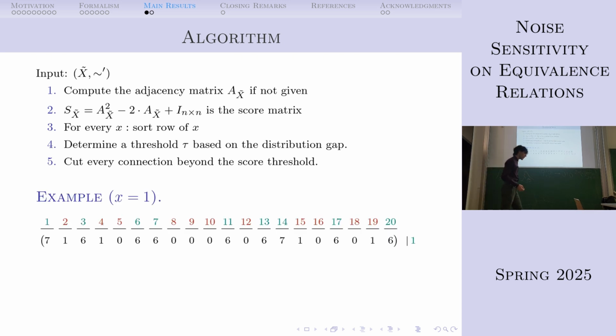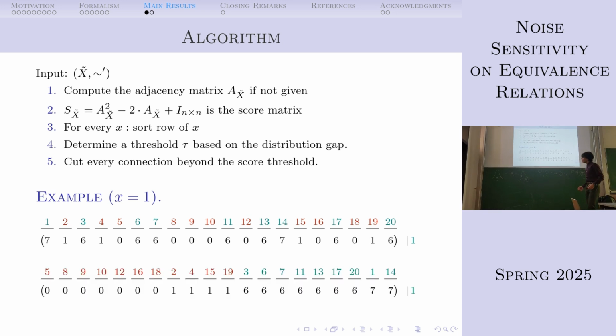Let's see how this looks for this example here. So we started from our initial example for x equal to 1. We computed the adjacency matrix, we computed the score for x. Now let's sort, and then we make the cut at 6. And then we obtain precisely all of our equivalence class elements back.